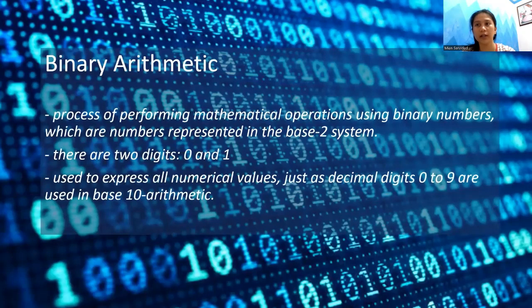Under binary code is binary arithmetic. Binary arithmetic is a process of performing mathematical operations using binary numbers, which are numbers represented in the base 2 system, since bi means 2. So there are two digits, 0 and 1. Binary arithmetic is used to express all numerical values, just as decimal digits 0 to 9 are used in base 10 arithmetic.